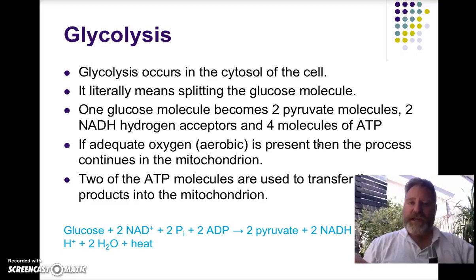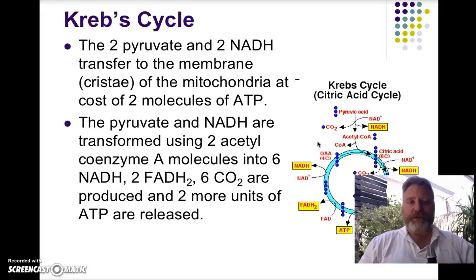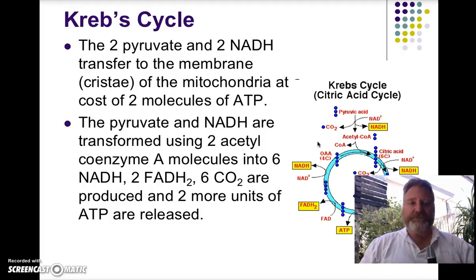Otherwise, we'll go into anaerobic respiration, which we'll talk about after we've talked about Krebs and electron transport. So Krebs cycle: those 2 pyruvate and the 2 NADHs move into the mitochondria at the cost of 2 ATP. The pyruvate and NADH are transformed using 2 acetyl coenzyme A molecules, and by doing that they create 6 NADH, 2 FADH2, and 6 CO2 molecules. So the wastes have already been produced, we get rid of the CO2, and we get 2 more units of ATP. Not a great deal of ATP, but we've set the chemicals up.